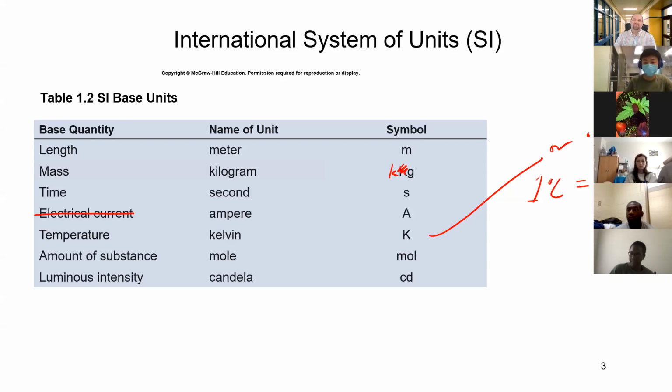Now, their 0 point is different. What do we associate with 0 degree C? Absolute.